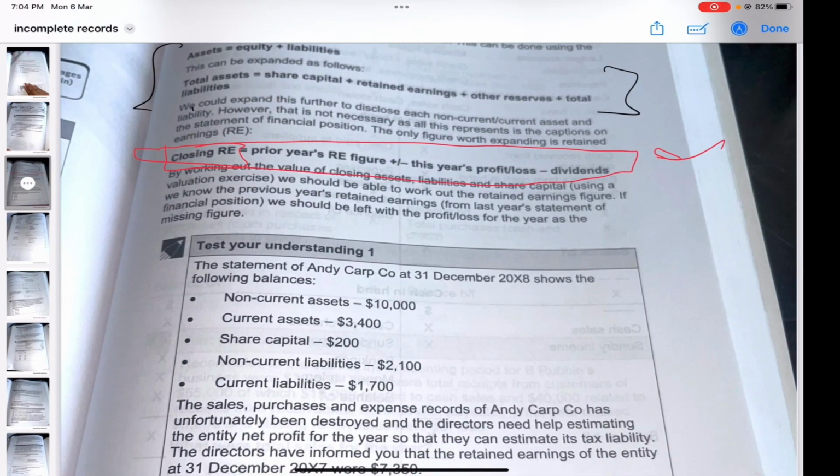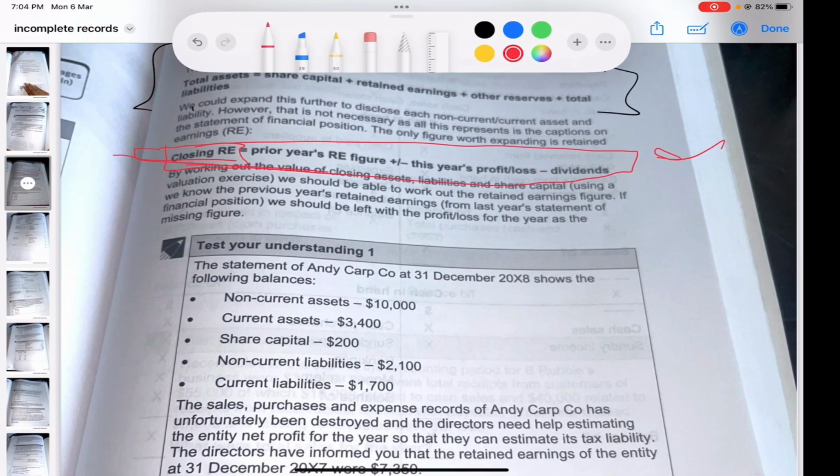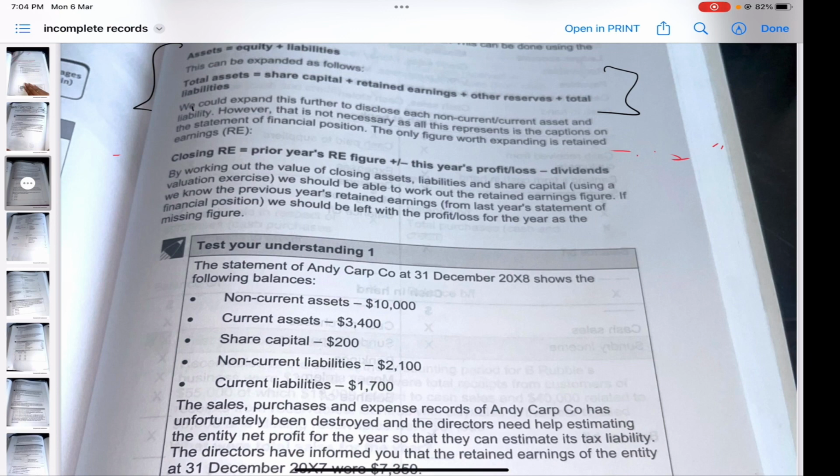By working out the value of the closing assets, liabilities and share capital using a valuation exercise, we should be able to work out the retained earnings figure. If we know the previous year's retained earnings from last year's financial position, we should be left with the profit and loss for this year as the missing figure. If you are given these values, you'll be able to find that, right?